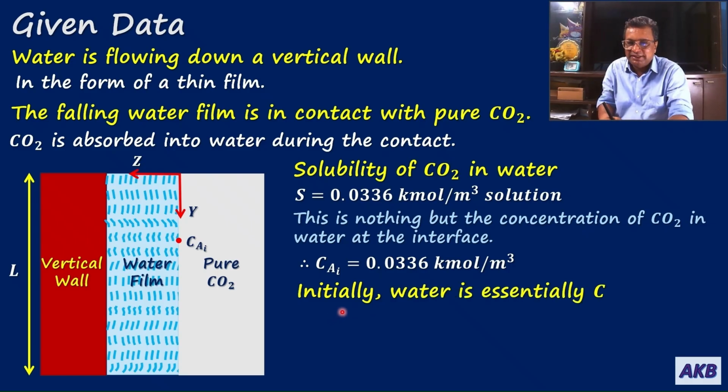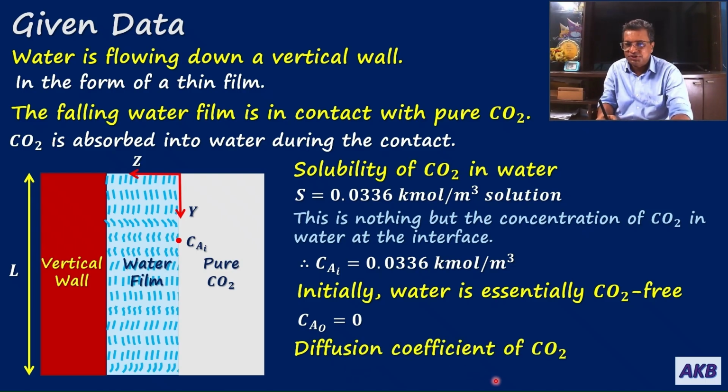Then they say that initially water is essentially CO2 free. The meaning is CA0 is 0. The initial concentration of CO2 in the water is 0. That is CA0 is 0. Then the diffusion coefficient of CO2 in water is given to us. We denote that as DAB. So DAB is 1.96 into 10 to the power minus 9 meters square per second. So this is also given to us.